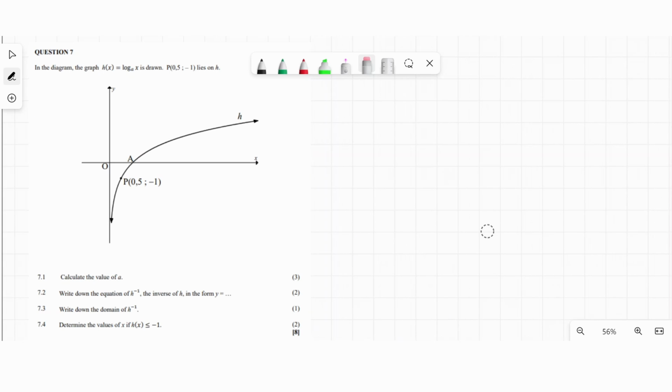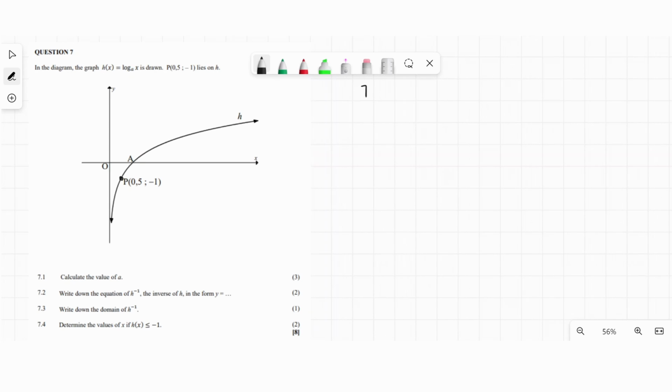So now going to question 7, it says in the diagram, the graph h of x is equal to log a x is drawn. Then they give us that the point P (0.5, -1) lies on h, right? This is a logarithmic graph, which is an inverse of the exponential graph. The first one says determine the value of a. We already have one set of coordinates, so we're going to use those to calculate a.